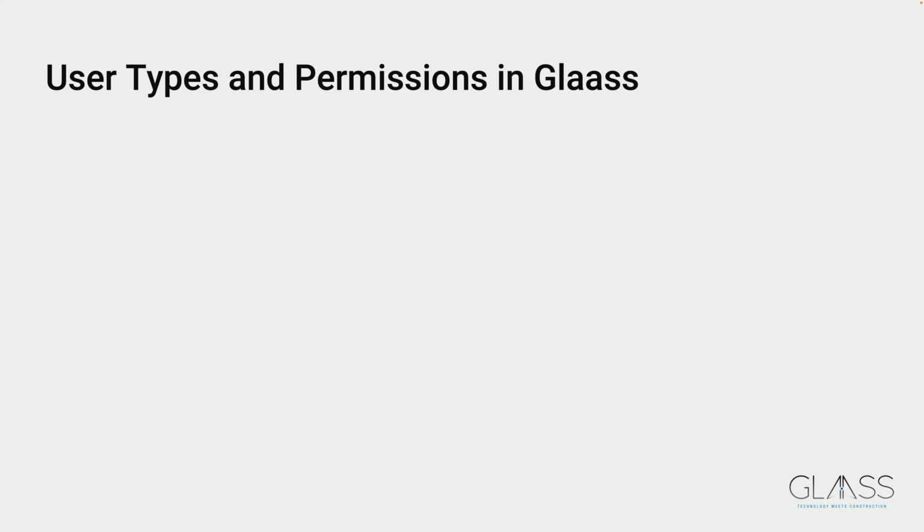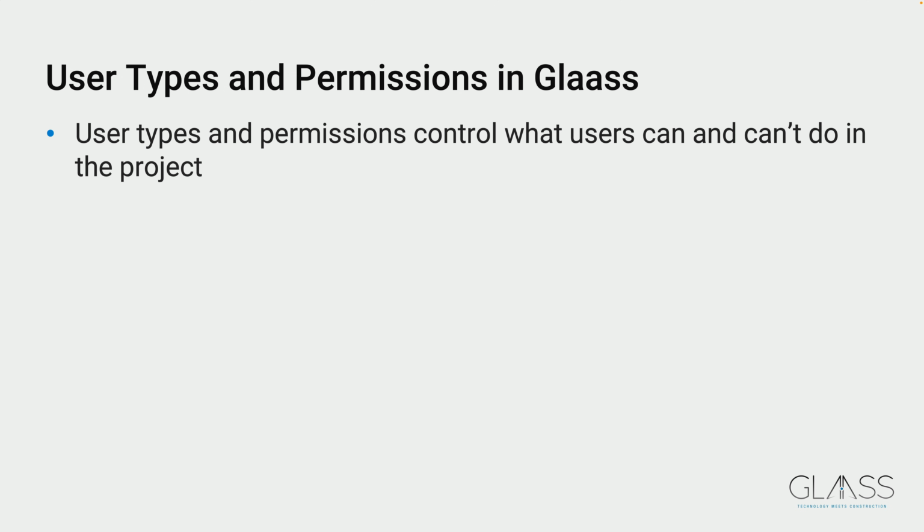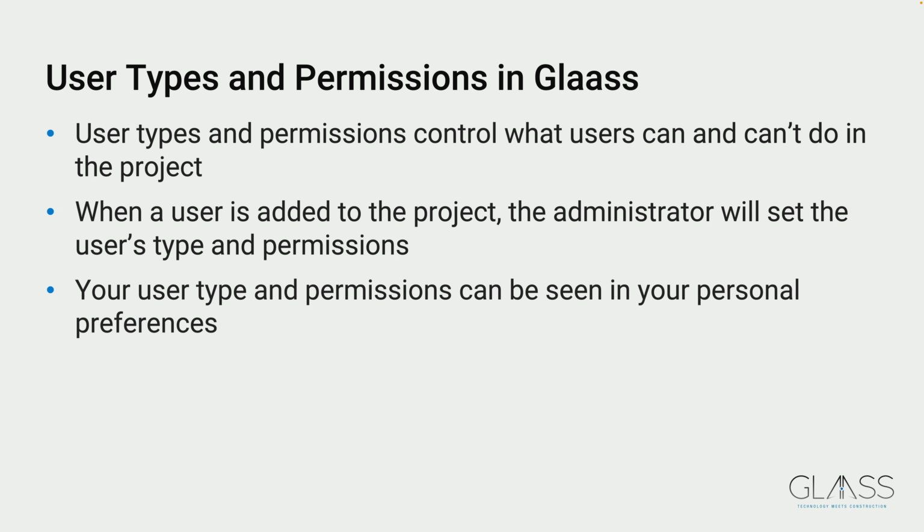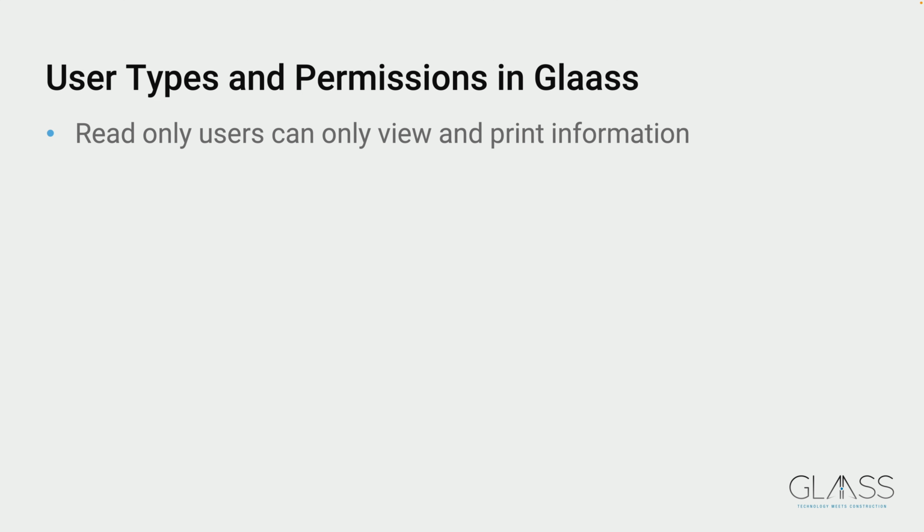That was an explanation about user types and permissions in Glaass. User types and permissions control what users can and can't do in the project. When a user is added to the project, the administrator will set the user's type and permissions. And you can view your user type and permissions by going into Personal Preferences.